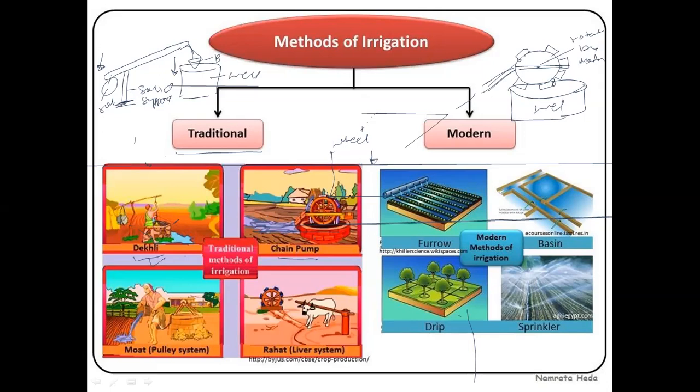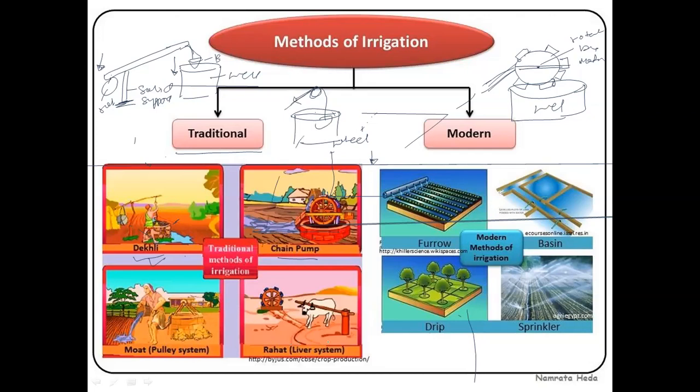Similarly, if you take a look at the mode pulley system, it is also very simple. Here, simply a pulley is being used. You see, in the well you have got pulleys attached, and a rope is looped down into the well, and from the other end we are pulling that rope. That's a very simple method. So the mode pulley system is used, and the other one is what? Rahat.